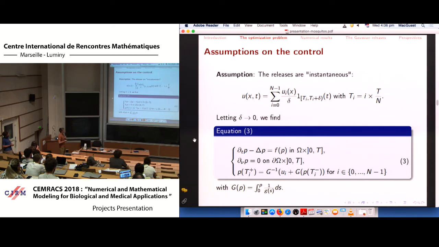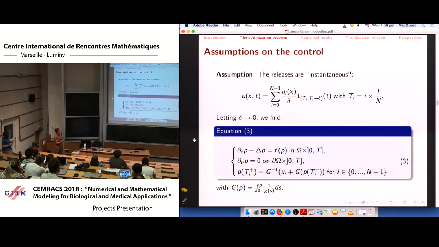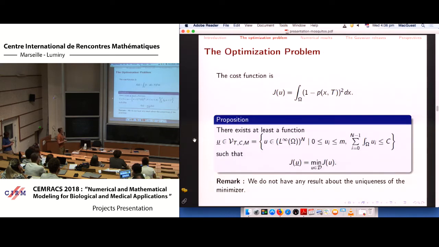The jump depends on the quantity of mosquitoes that we release and on the proportion of infected mosquitoes which are already there. Okay? And so now we have fixed the control. We want to catch the invasion. The cost function is the following. It's J(u), which is the integral of (1 minus p) squared. And so when p is almost 1, J is almost 0, and so there is invasion.